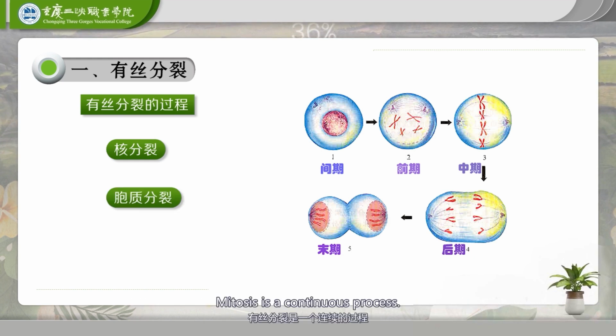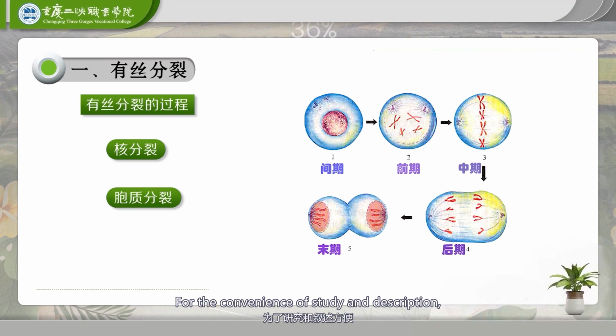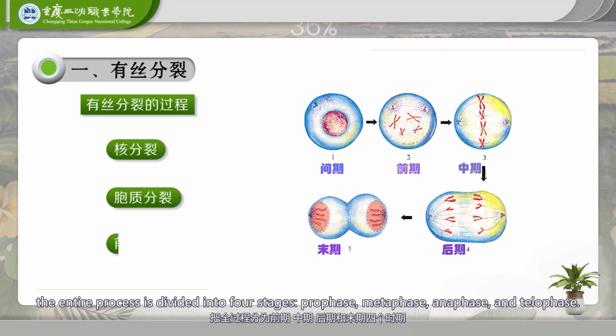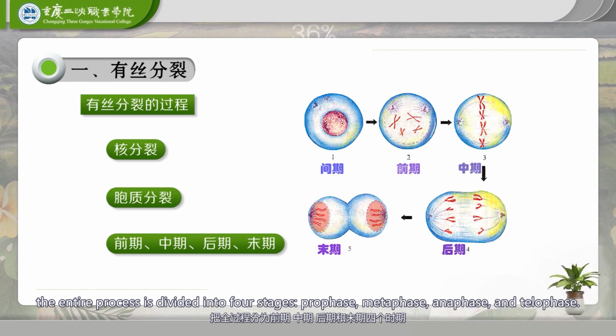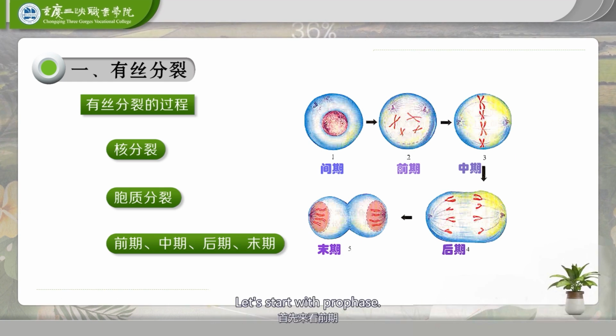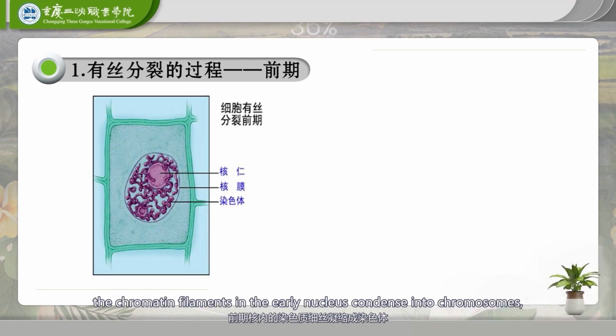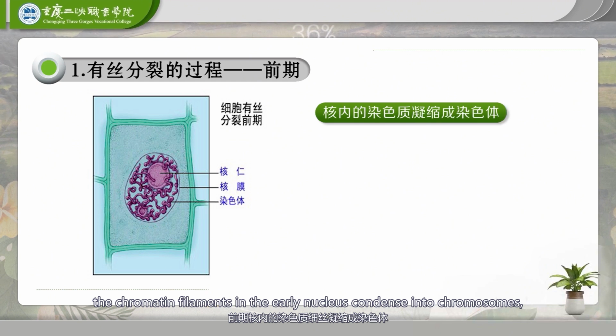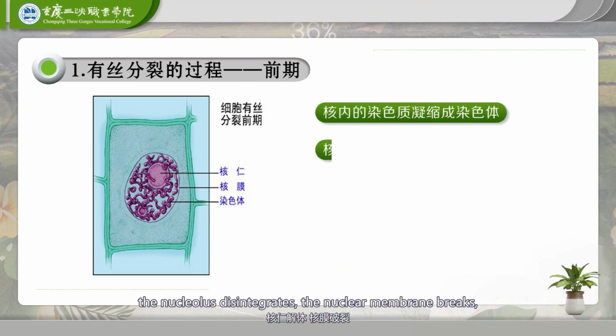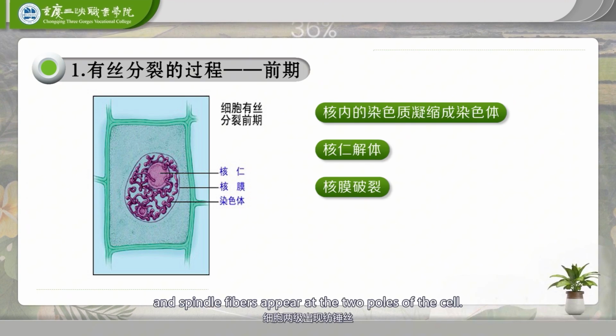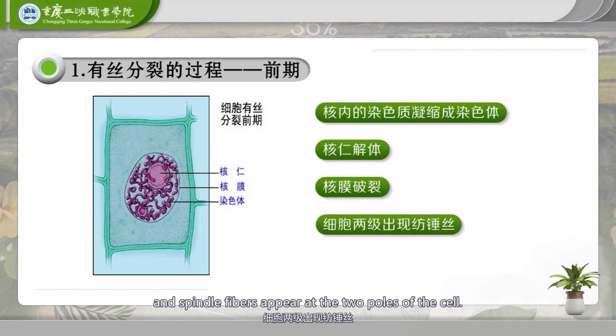Mitosis is a continuous process. For the convenience of study and description, the entire process is divided into four stages: prophase, metaphase, anaphase, and telophase. Let's start with prophase. As shown in the figure, the chromatin filaments in the early nucleus condense into chromosomes, the nucleolus disintegrates, the nuclear membrane breaks, and spindle fibers appear at the two poles of the cell.